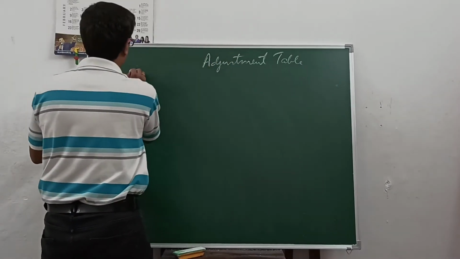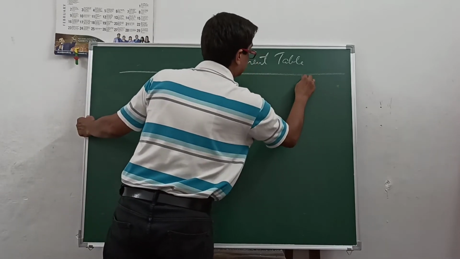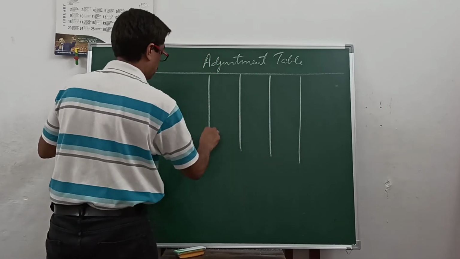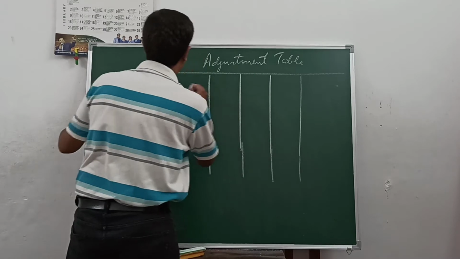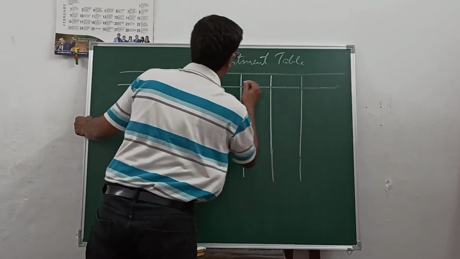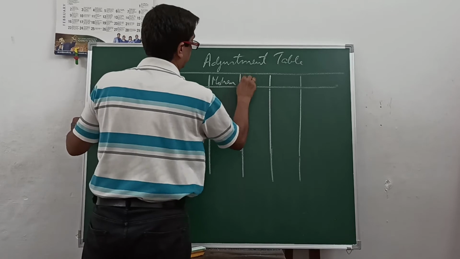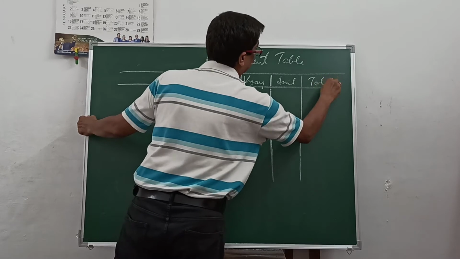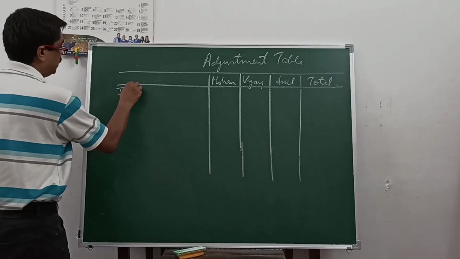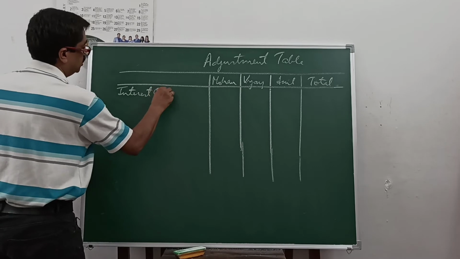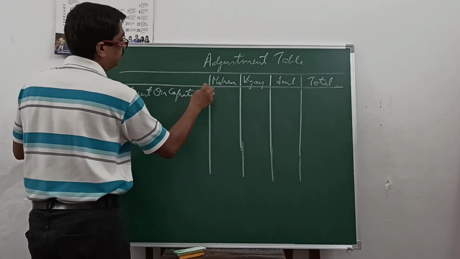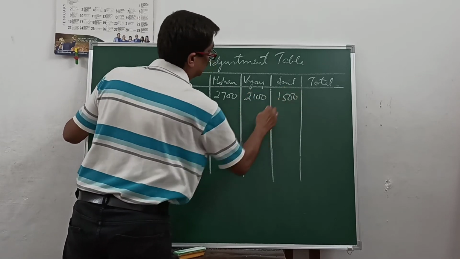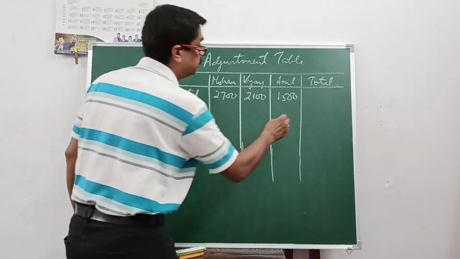Beginning from this side, first we make the column. Draw a line for total. We have Mohan first partner, Vijay second partner, and Anil third partner, and the last column will be the total column. Interest on capital not recorded, already ascertained above: 2,700, 2,100, 1,500 gives a total of 6,300.